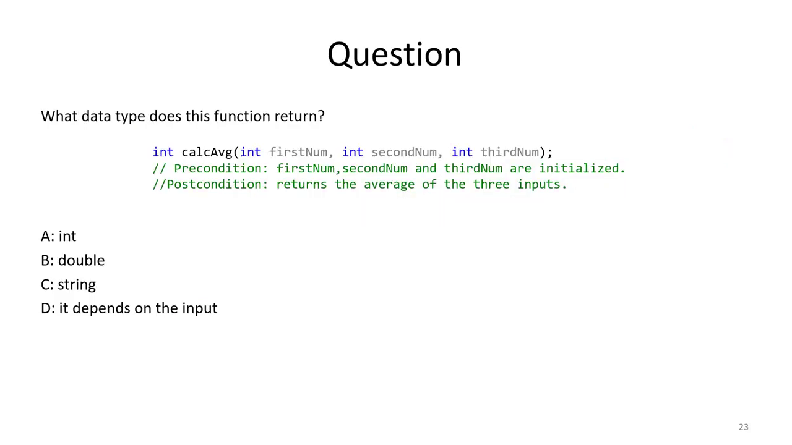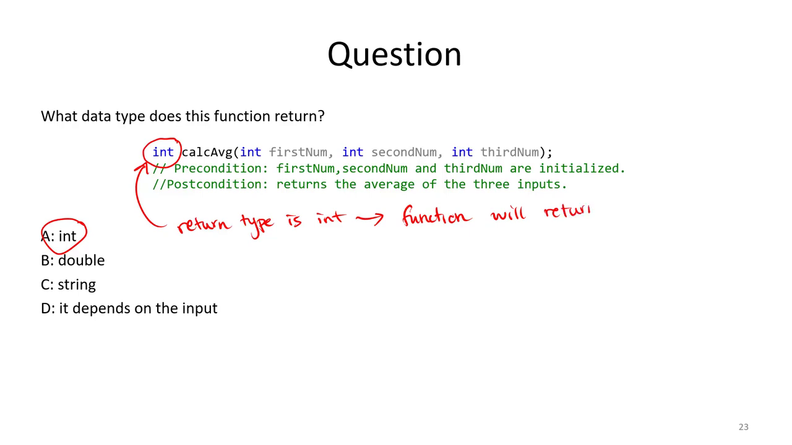Let's go ahead and practice with an example. So suppose we have this function declaration. The question is, what data type does this function return? If you were thinking int, you would be correct. Since the return type is listed as an int, that means the function will return an int value.